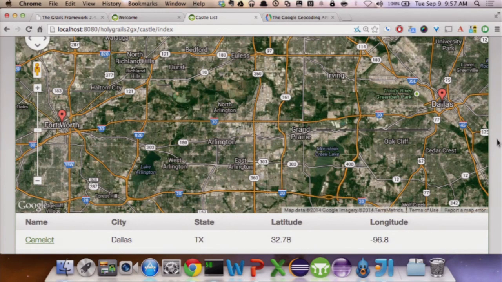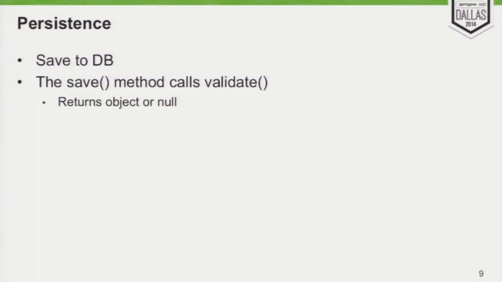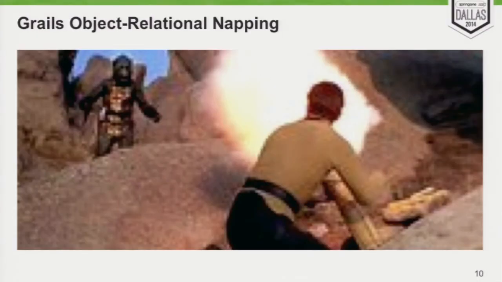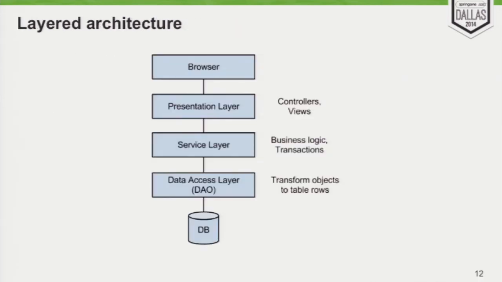So let me summarize. Oh, what the heck. I'll try this again. PowerPoint doesn't get along real well with my Mac, but I'll try it. So at any rate, there was the persistence part. There was your GORM. Well, Gorn anyway. There's your GORM. There's the layered architecture that we're using.